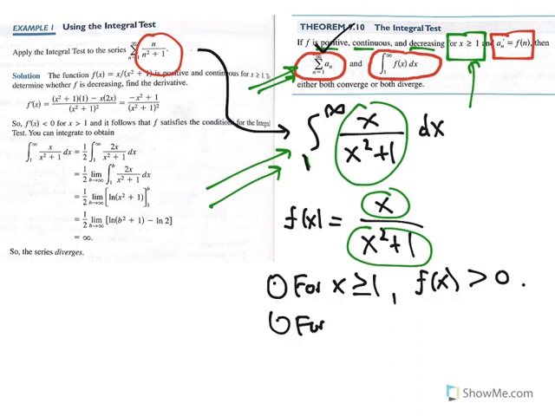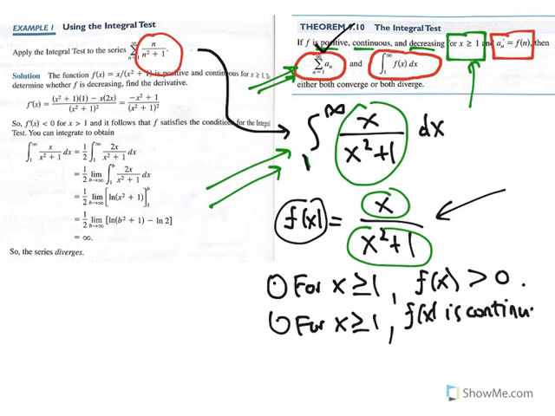And for x greater than or equal to 1, is the function continuous? The function f of x is a rational function, and rational functions are continuous on their domains. That's something that we learned from calculus AB. So you can just think about that and make that note. So you can say for x greater than or equal to 1, f of x is continuous.